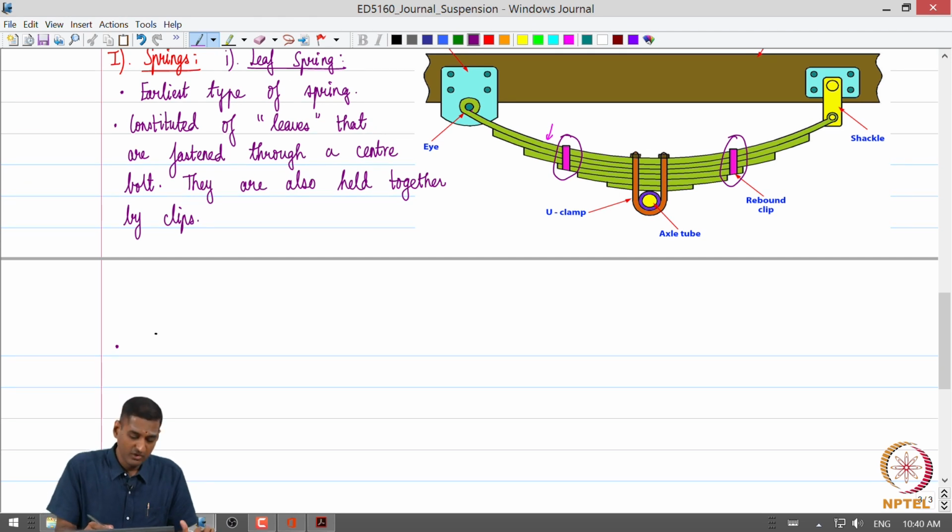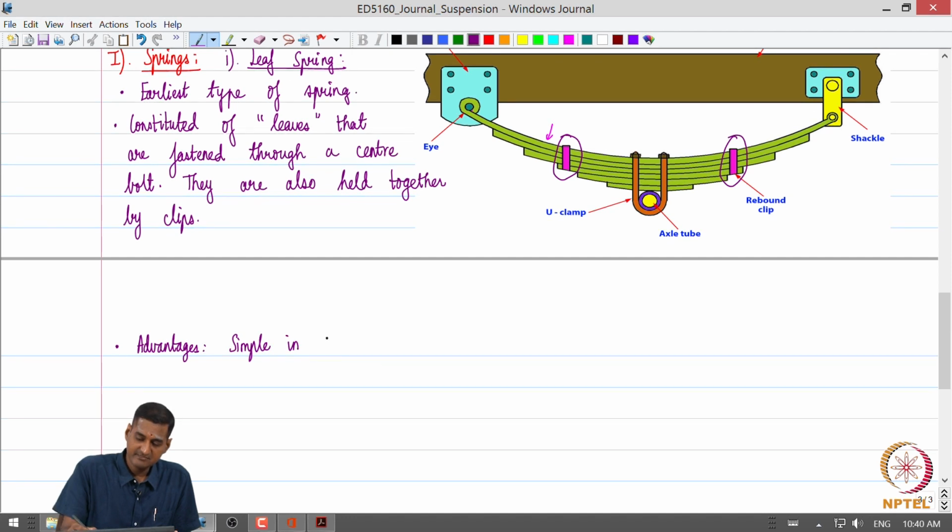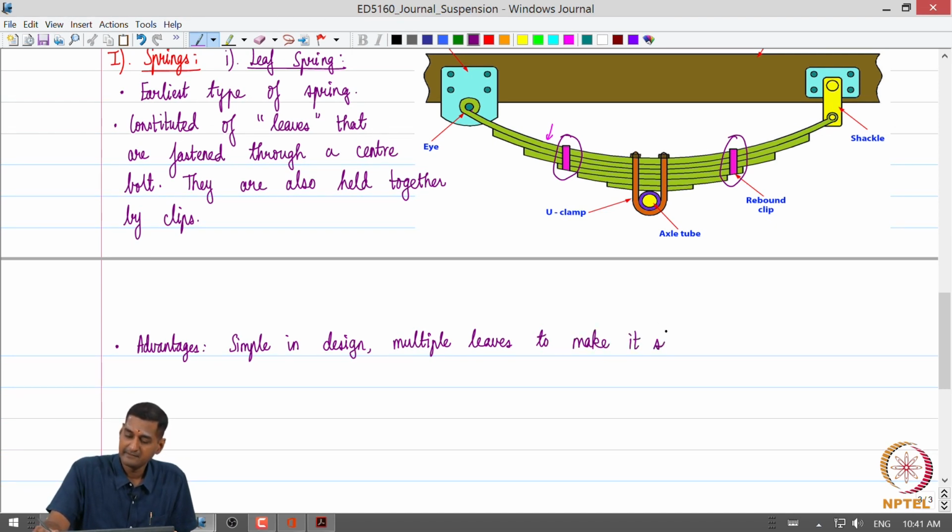Okay. So, the main advantages of these leaf springs are that they are simple in design, we can have multiple leaves to make it stiffer, okay, and pretty easy to operate, okay, and install and maintain in a vehicle, right.